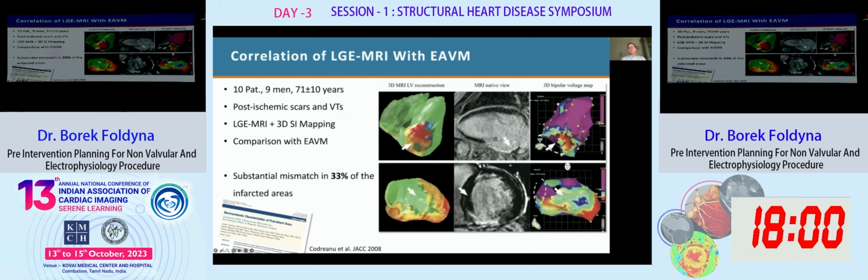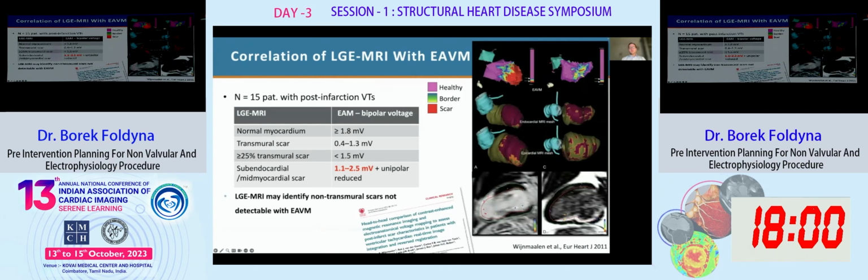So you would probably expect that there is a good correlation between the scar on MRI and the impaired voltage on the electroanatomical voltage maps. Unfortunately, there is a considerable mismatch. Approximately 1/3 of the cases show a mismatch between the LGE on the MRI and the electroanatomical maps. So why is that? There was a nice study published already in 2011 that shows that as long as we have a transmural scar, then the correlation between LGE and the electroanatomical map is pretty good. You can see it here in the left example.